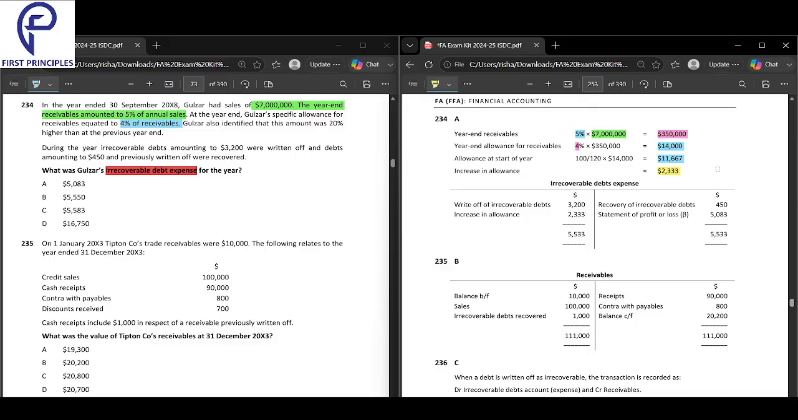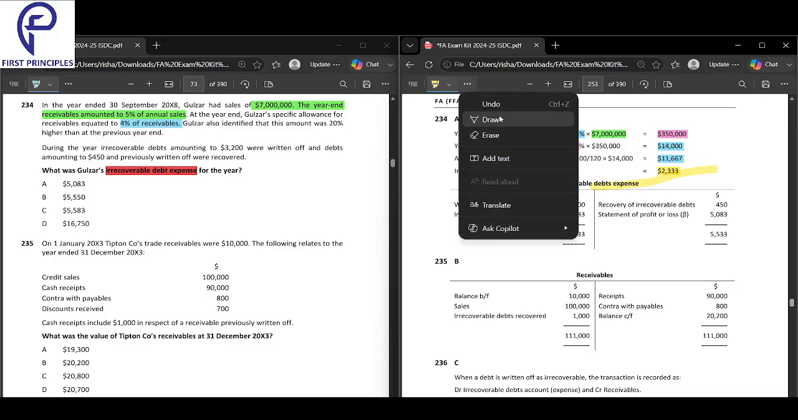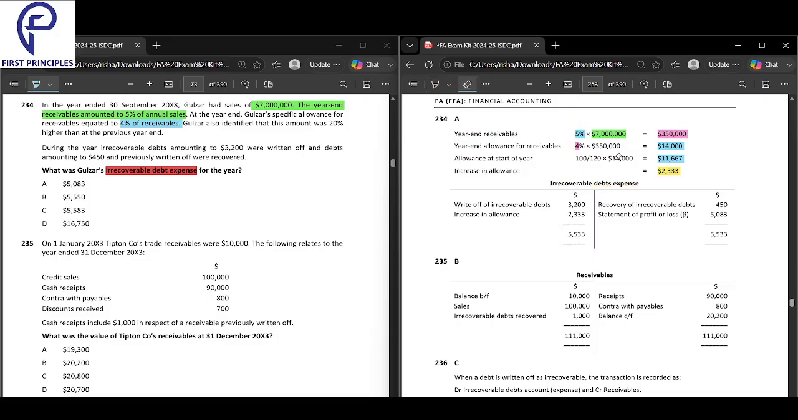Now you make the irrecoverable debts T account. During the year, irrecoverable debts amounting to 3,200 were written off, and debts amounting to 450 that were previously written off were recovered. So 450 was recovered. And we note the increase in the allowance, which we have just calculated, 2,333.